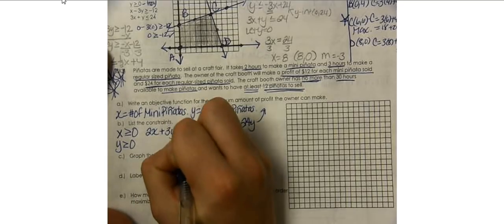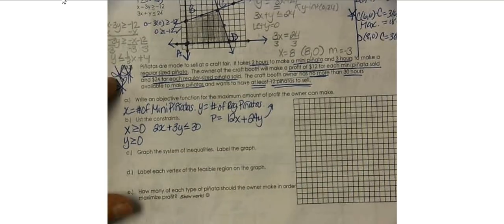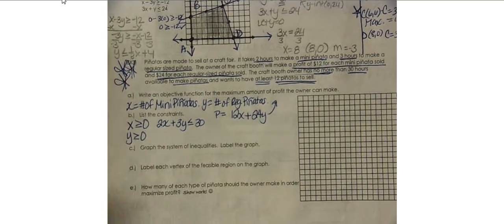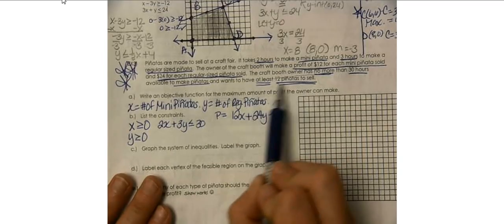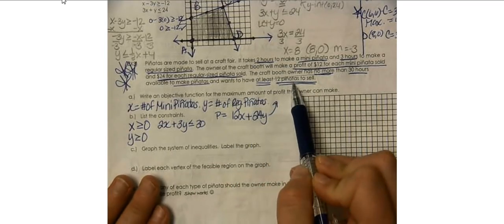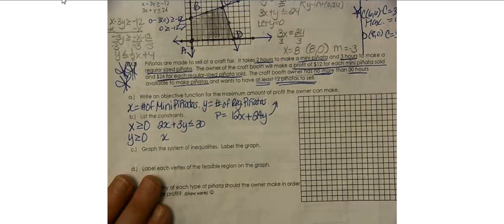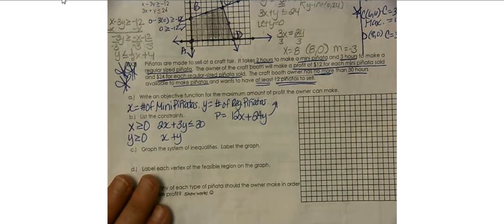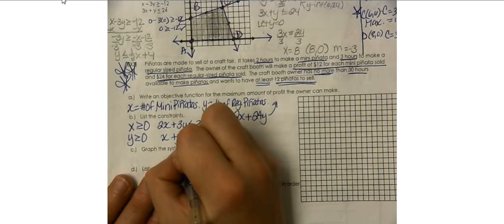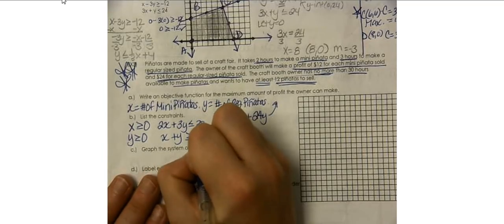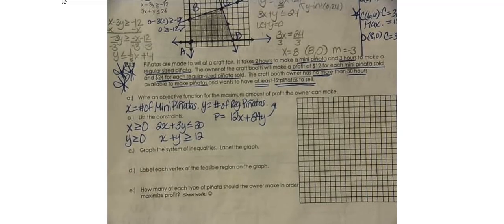That's all you have. And then on top of that, this person wants to make at least 12 piñatas to sell. So that means your total of mini plus your total of regular needs to be greater than or equal to 12 piñatas. You can't sell 11 or 10. It needs to be bigger. So those are our constraints, and we're going to graph those constraints on our grid.